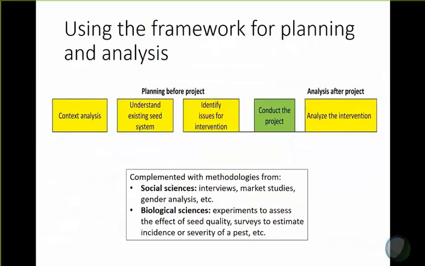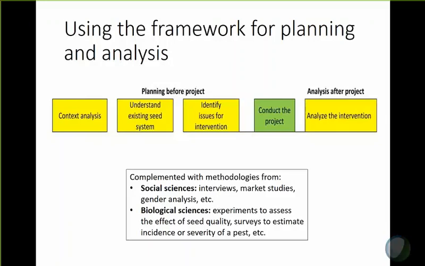The framework for analysis, okay? If you want to plan a new intervention, or analyze an existing intervention, or evaluate a past intervention, you can use the framework. For planning before a project, the framework can be used, and actually is being used, to help us do the context analysis, have a first overview of what's happening in that seed system, understanding an existing seed system, identifying issues for intervention, and during the project or when a project has finalized, we can use the framework to analyze the intervention.